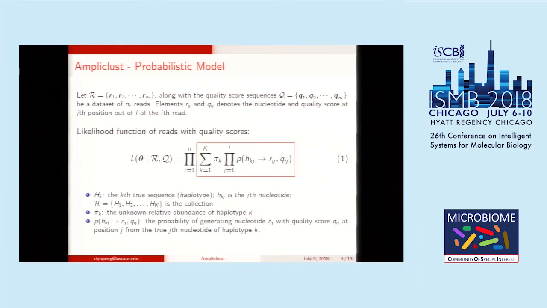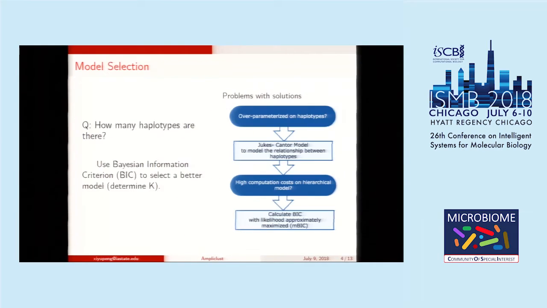And I want to answer the question: estimate all the parameters in the equations, so maximize the likelihood function. However, this model does not answer the question of how many haplotypes are in the sample. So I treat this problem as a model selection problem. The main idea is to use the Bayesian information criterion to select a better model in order to determine how many components are in this mixture distribution.